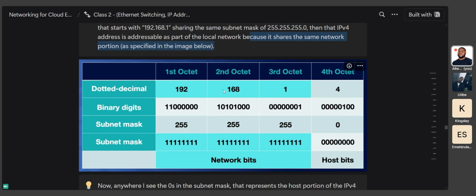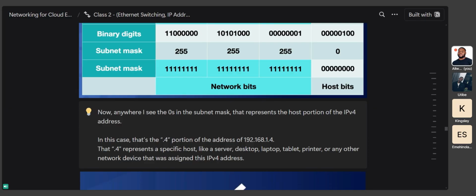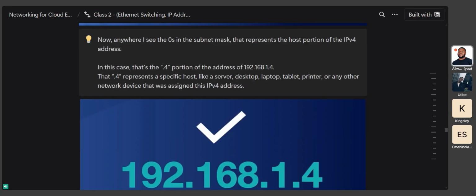So what that means is that anytime we see another IP address that is something like 192.168.1.50, for instance, that means that it's sharing the same network portion. In other words, it's in the same LAN. They are sharing the same switch. But this will make a lot more sense as we go further on. Now, anywhere I see zeros in it, this just explains everything that we said.